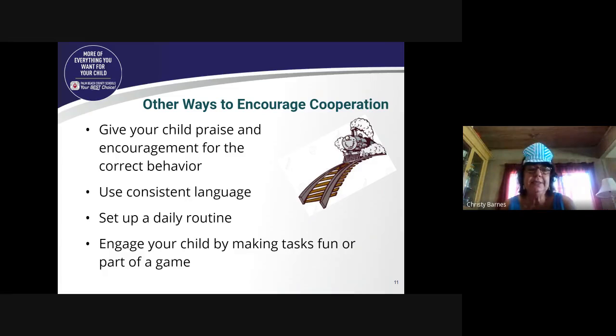And again, you want to set up a daily routine. We like our routines as adults. Well, we want to make sure that we set up the same routines for our children. And you want to engage your child by making tasks fun or part of a game. You can say, all right, I'm going to time you. You have to make your bed, ready, set, go, and then see how fast. So it's fun.